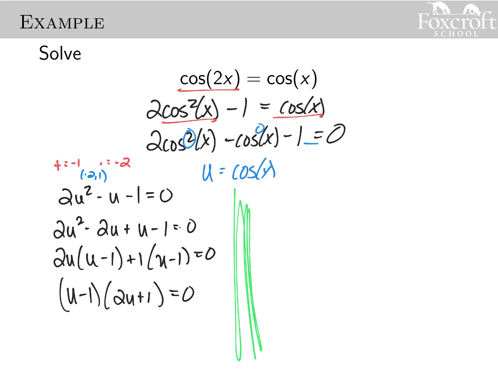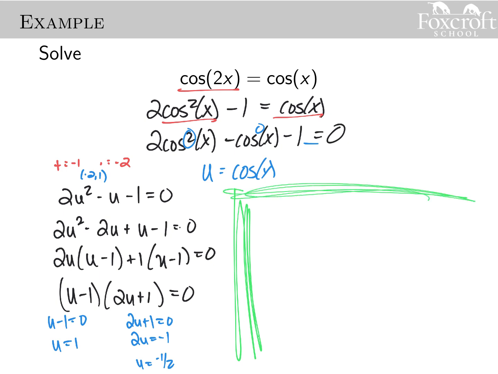And the whole reason we do this is because if u minus 1 is equal to 0, u is 1. If 2u plus 1 is equal to 0, 2u is -1, which means u is -1/2. But then we go back and remember, we weren't using u, we're using cosine. So cosine of x is 1, or cosine of x is -1/2.